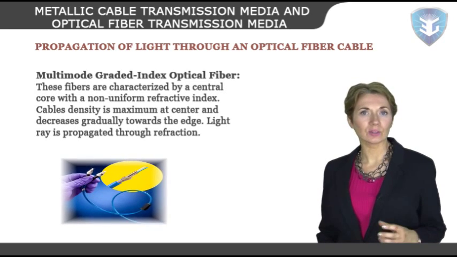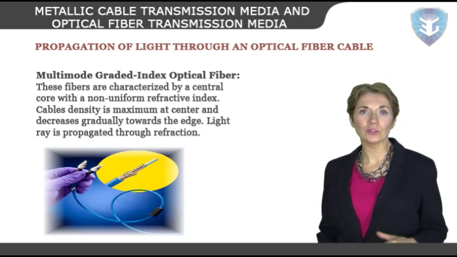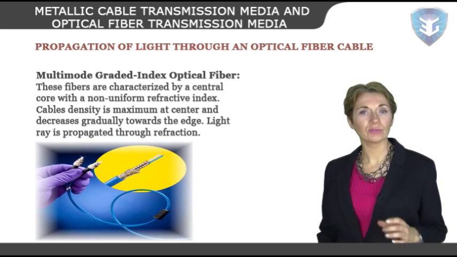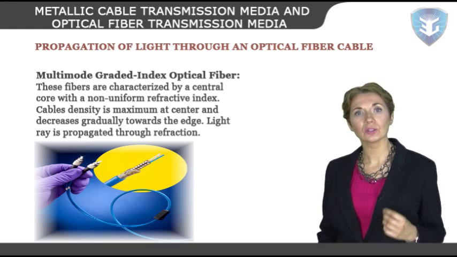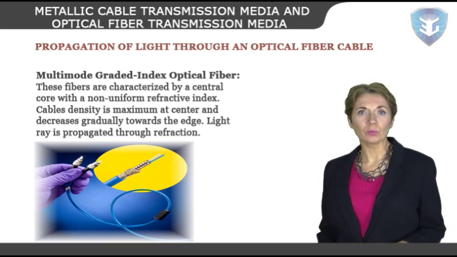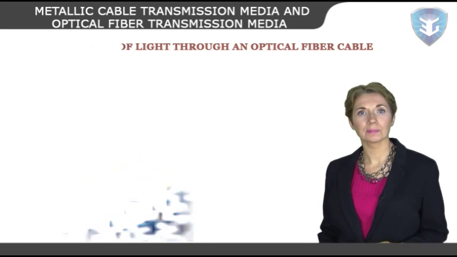Multi-mode graded index optical fiber. These fibers are characterized by a central core with a non-uniform refractive index. The cable's density is maximum at the center and decreases gradually towards the edge. Light rays are propagated through refraction. As the light propagates across the core towards the center, it intersects a less dense to more dense medium. This cable is mostly used for long-distance communication.